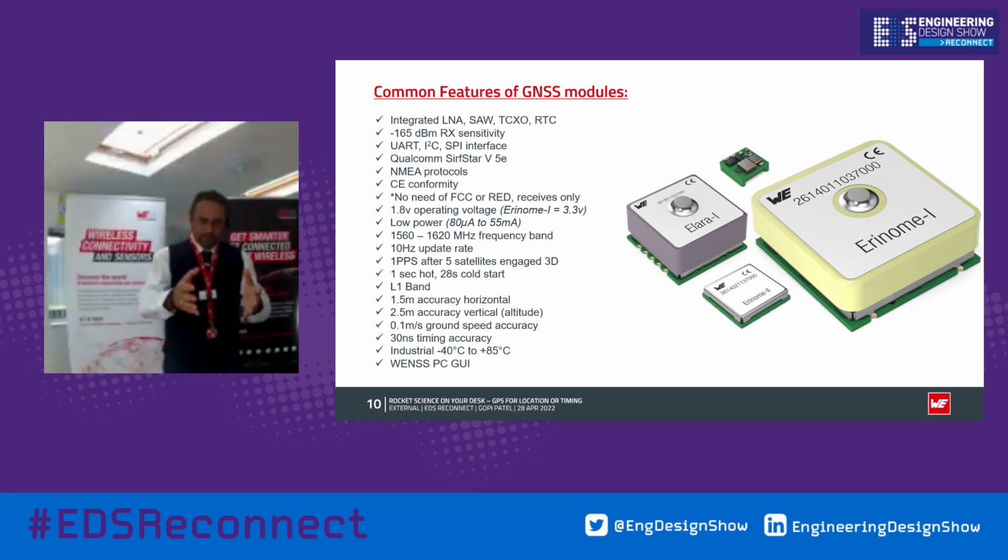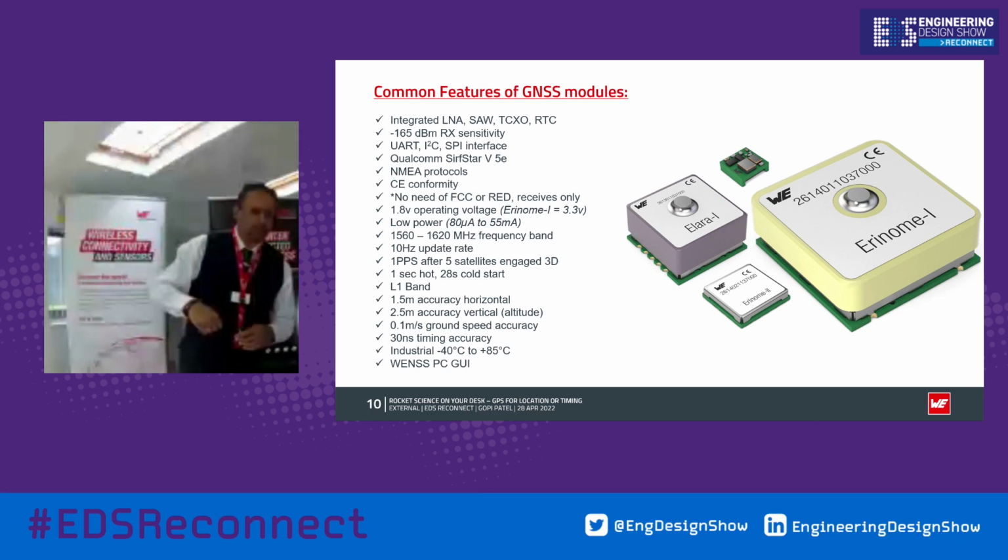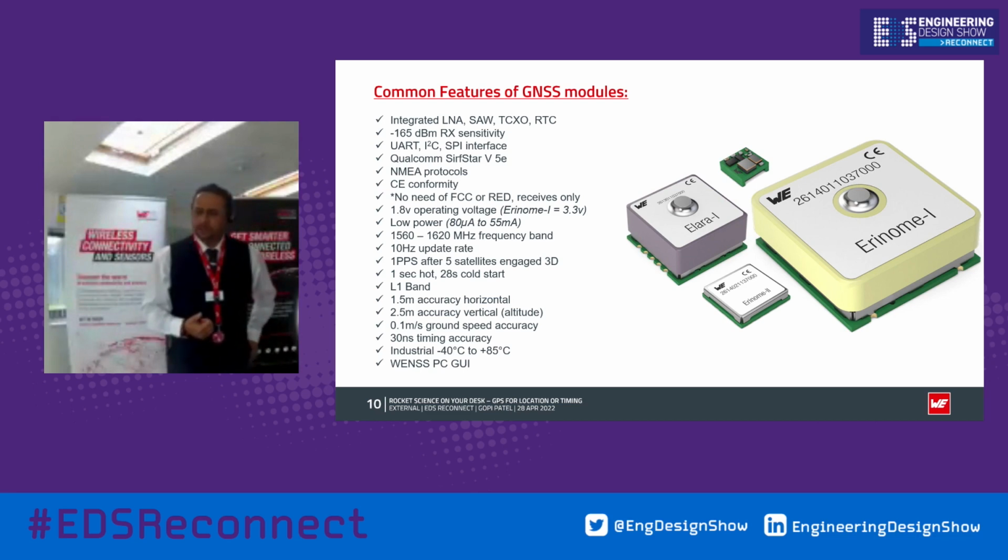They all operate on L1 band currently as we speak, and accuracy we publish on a data sheet says 1.5 meter. Apply your luck, try it, you might get much better accuracy, you might not get 1.5. It depends on how many satellites you have up above. Now 2.5 meter vertical or altitude accuracy, 0.1 meter ground speed accuracy, 30 nanosecond time sync with respect to UTC, universal time constant, and they're all industrial operating temperature -40 to +85 degrees Celsius.